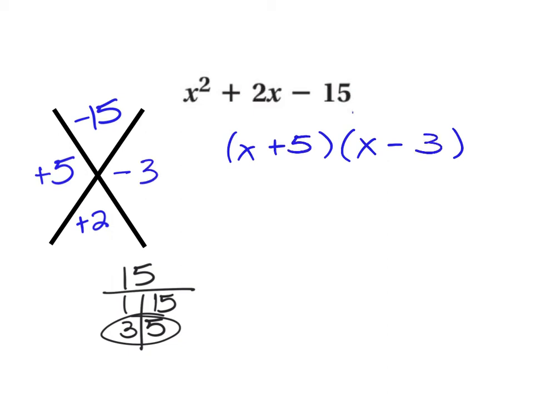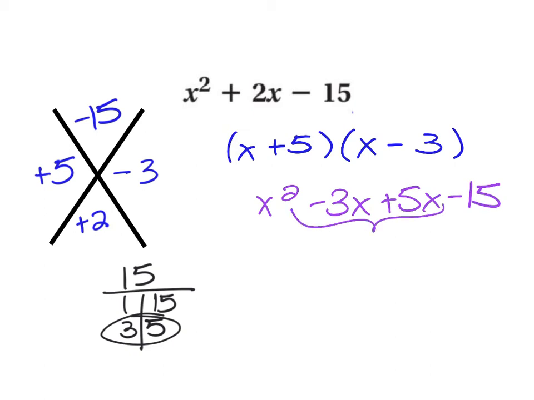So here's that. Let's check our work. x squared minus 3x plus 5x minus 15. Combining my two terms in the middle, I get that positive 2x, which is the main reason I'm checking. So because I get that, I get this. Everything is good to go.